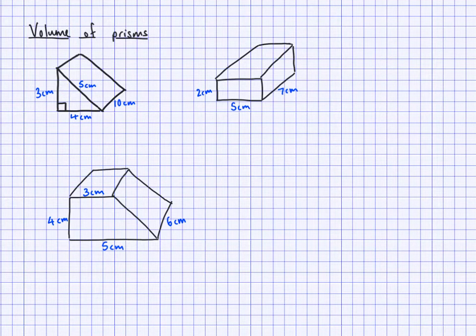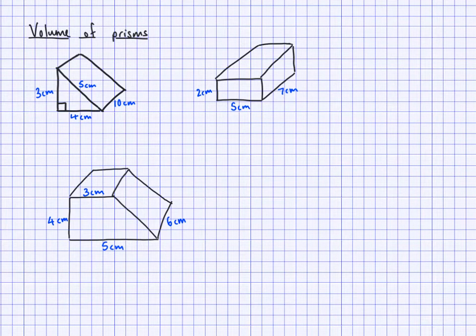The same can be said here. If I make a parallel cut somewhere around here, I will have the same 2x5 rectangle wherever I have made the cut. And it's the same for this one as well. So this trapezium that you see here, if I was to make a parallel cut through here, the same trapezium will be seen again there. So that's what makes them prisms.